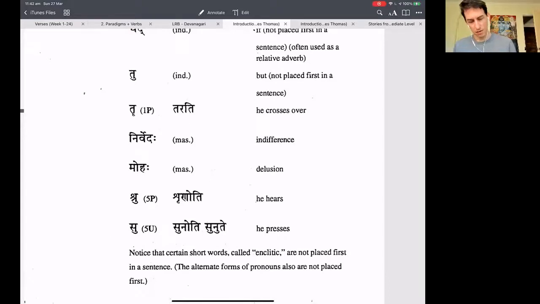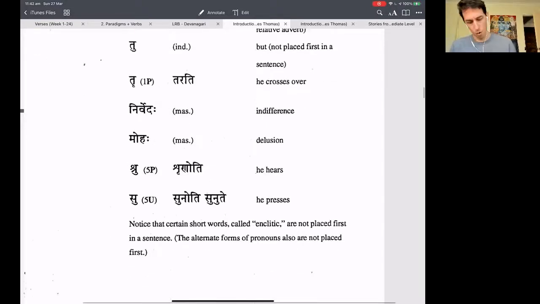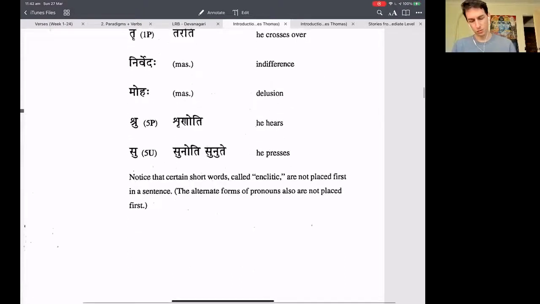Nirvedaha, indifference, neutrality. Mohaha, delusion. Shru, shrnoti, he hears. Sunoti or sunute, he presses, also extracts. A common word in the Rig Veda, because they talk a lot about soma, extracting out the soma, the elixir, the knowledge. So you need to extract it out, you need to press it out.